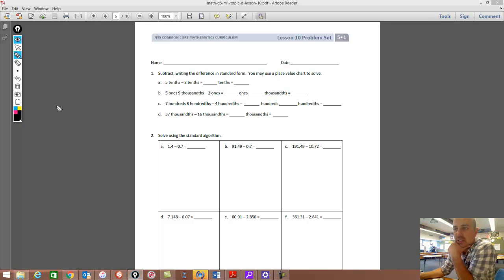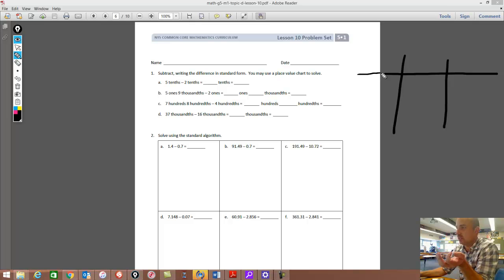I'm going to focus the bulk of this lesson on what we were doing in class, which is visualizing the subtraction of tenths and hundredths and thousandths, and visualizing the regrouping is ultimately the big takeaway. So here we go.